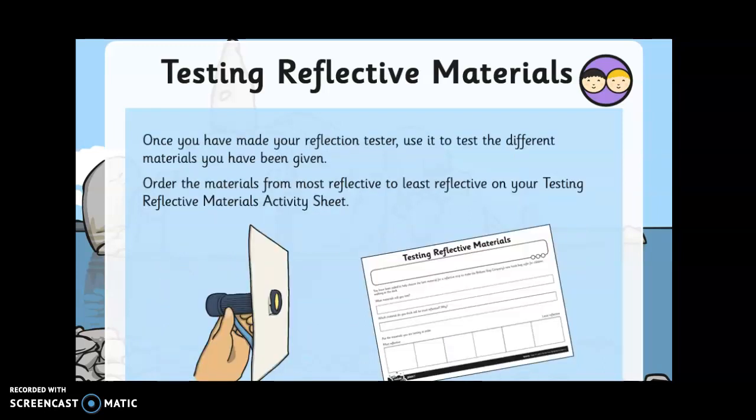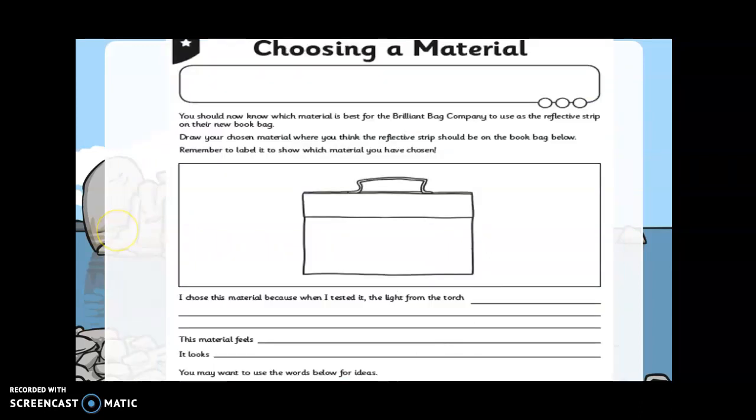Once you have made your reflection tester, use it to test the different materials you have been given. Order the materials from the most reflective to the least reflective on your testing reflective materials activity sheet. You have to write here also the materials that you choose, and you have to design your bag here by putting the strips you are using. You can use different colors, and you have to tell me the materials that you use and how it looks, and you want to use the following words like reflected, shiny, smooth, bright, bounce.